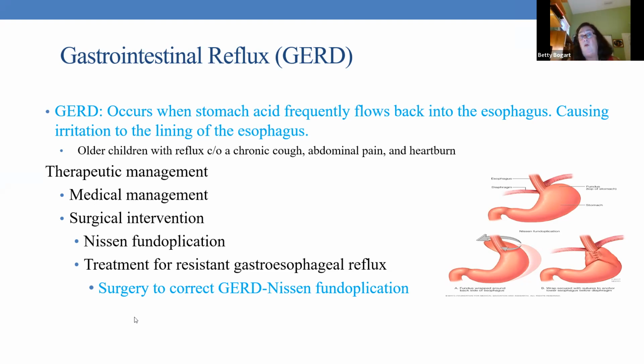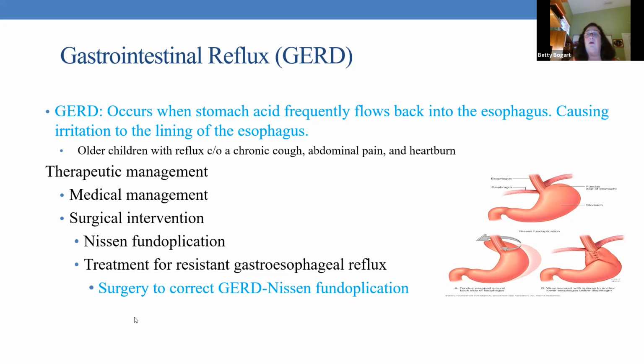Now, in older children, they can have reflux, they can have GERD. And what you see is a kid who's constantly coughing. Well, why are they coughing? Well, they are coughing because the food's coming up and they're having mini aspirations into their lungs. And that abdominal pain and heartburn is because of that food coming from the stomach up their esophagus and it hurts.